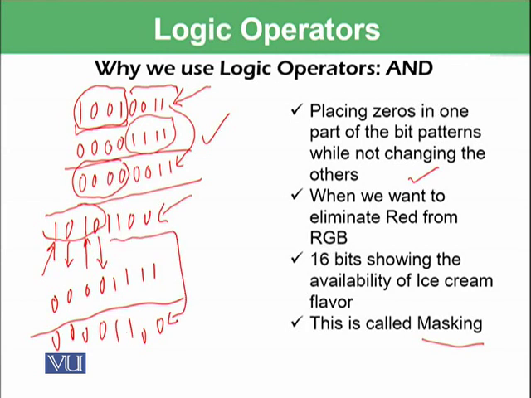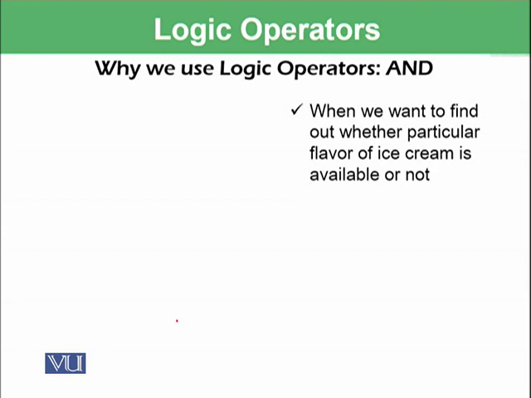Similarly, when you want to find out whether a particular flavor of ice cream is available or not, you can check by ANDing it with 1. For example, we have 1 0 1 1 0 0 0 1, numbered 1 to 8, and we want to check whether this flavor is available. You can AND it with 1 0 0 0 0 0 0 0. You would see that on the 5th bit from the left side, it will be 1 only when the flavor is available, otherwise it will give you 0.